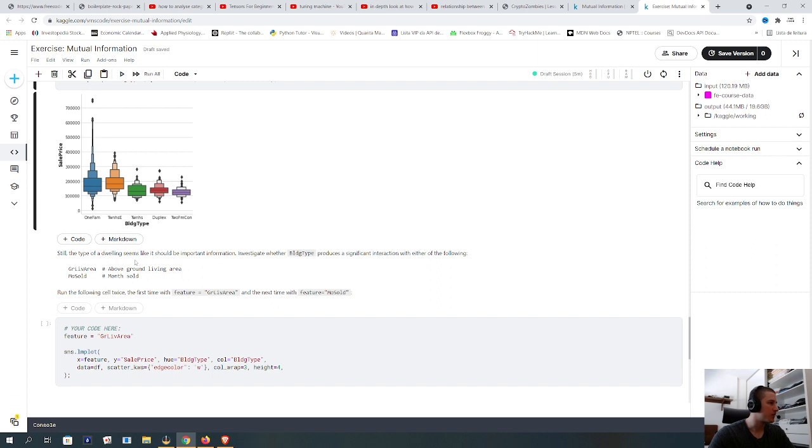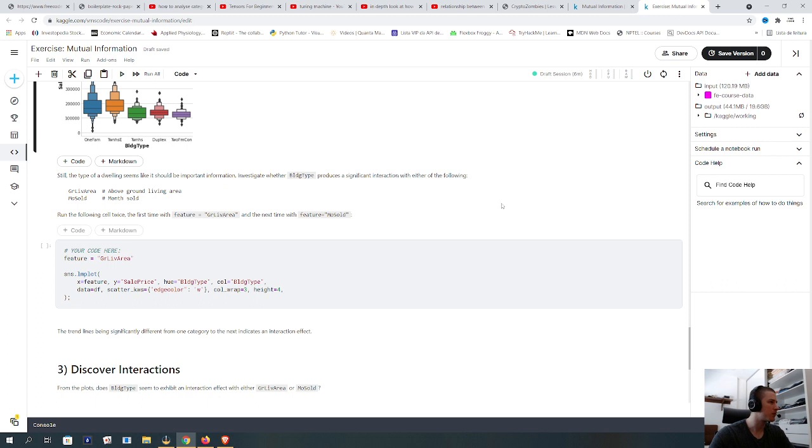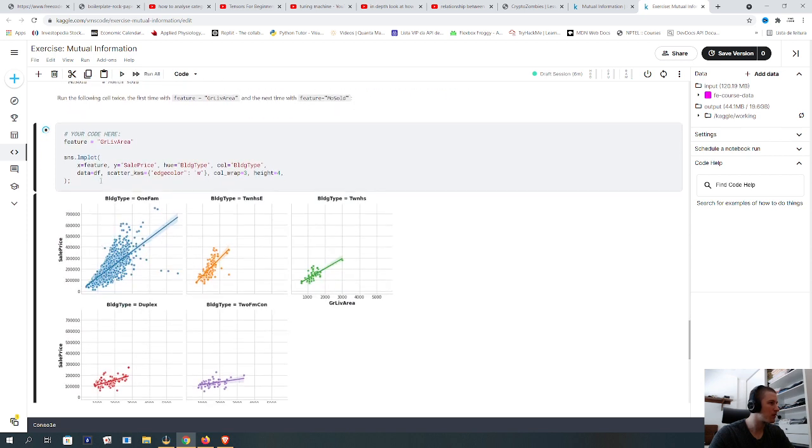Still, the type of dwelling seems like it should be important information. Investigate whether BldgType produces a significant interaction with either of the following: above ground living area, so GrLivArea. Also, run the following cell twice, the first time with the first feature and the next time with the second feature. So it's going to plot sale price, BldgType.